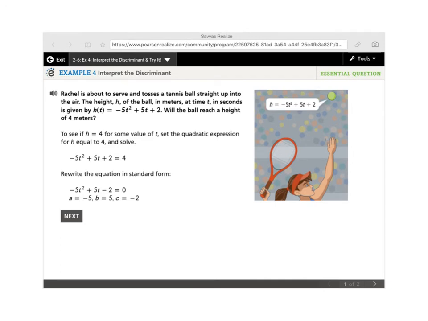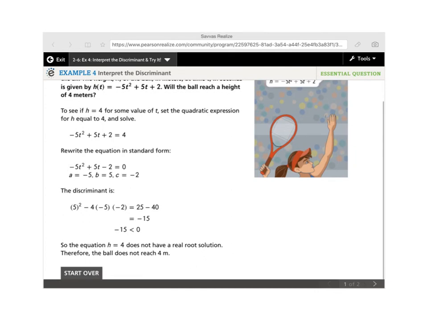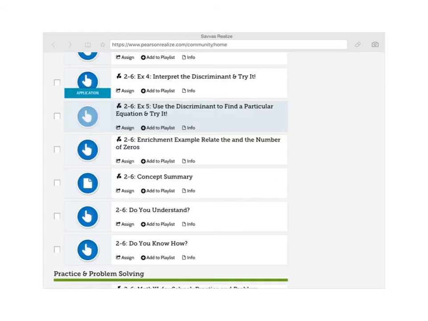Now, in order to know if the ball will reach the height of 4, which is really another way to ask, does this equation have real number solutions, or is it imaginary? If it's imaginary, it doesn't exist in the real world, right? That's another way to think about it. So all we need to look at is the discriminant. So calculate the discriminant, b squared minus 4ac. We arrive at negative 15, less than 0. So this equation has no real solution.